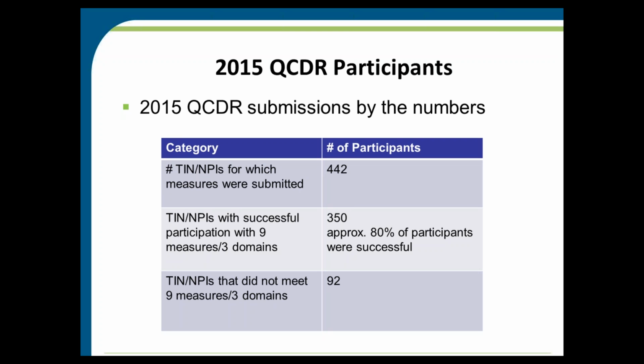Just to mention, on this slide, we did have 92 individuals who did not meet the 9 measure across 3 domain requirement. But for QCDR, it's important that we still submit their data to CMS so that CMS can have on record that you did attempt to participate in the PQRS program.